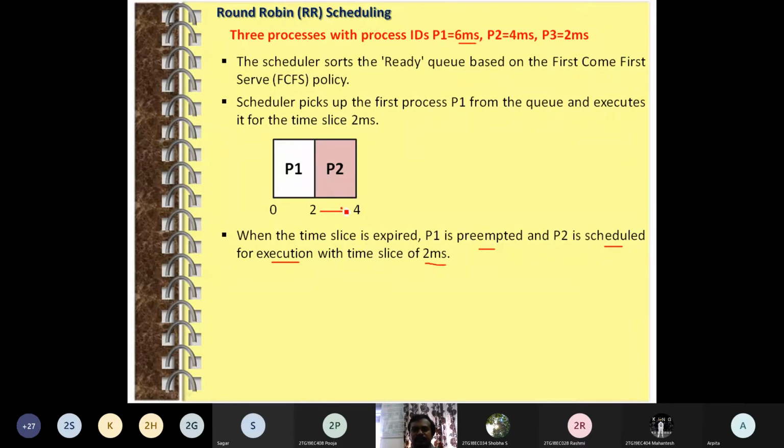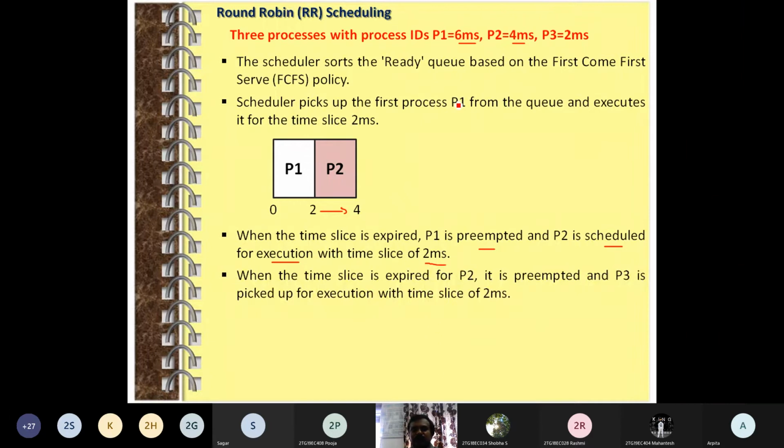So from 2 to 4 milliseconds P2 is going to execute, but P2 still has to execute for the remaining 2 milliseconds, because P2 needs 4 milliseconds but the system is giving only 2 milliseconds. So what about the remaining part? It will once again be kept at the end of the queue. When the time slice of P2 expires, it is preempted once again, which means the currently running P2 is now going to be stopped.